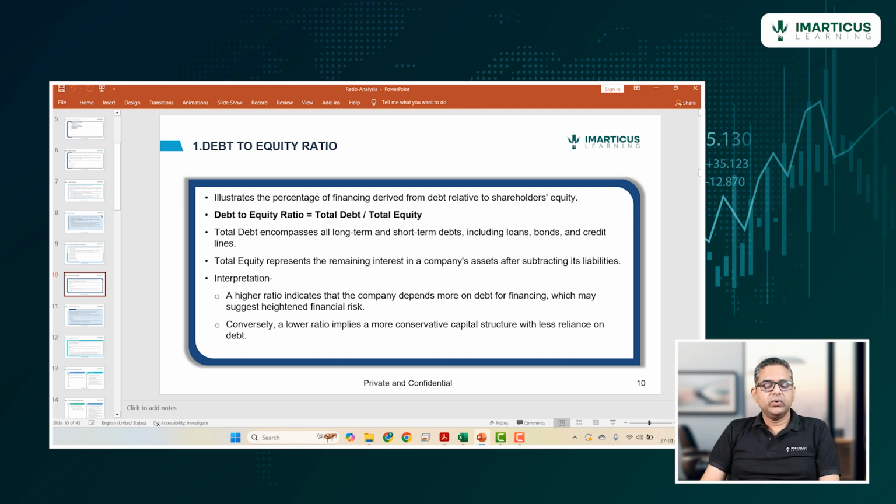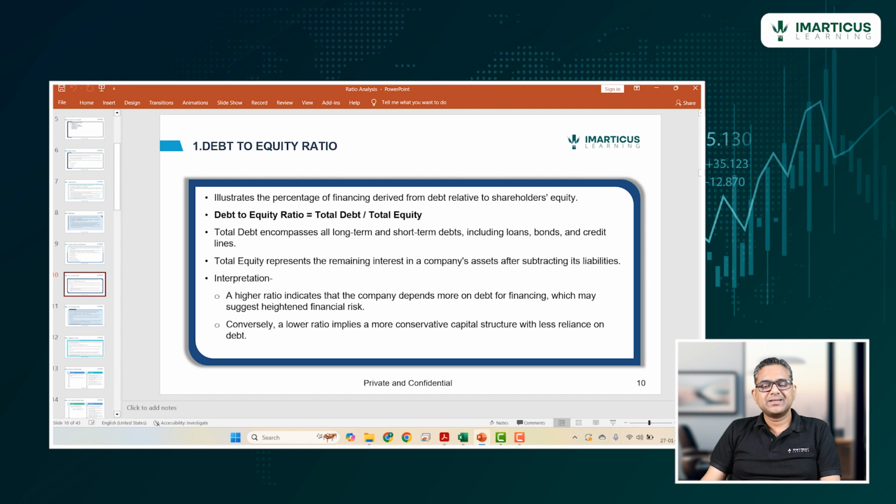So let's start with the debt to equity ratio. Debt to equity ratio, as the name suggests, is total debt upon total equity. It illustrates the percentage of financing derived from debt relative to shareholders' equity, right? So, what is the percentage of debt as compared to equity? That means a debt to equity ratio of 1 by 10 means debt is just 10% of equity. Total debt is 1 and let's say total equity is 10. So my ratio will be 0.1, that is 10%.